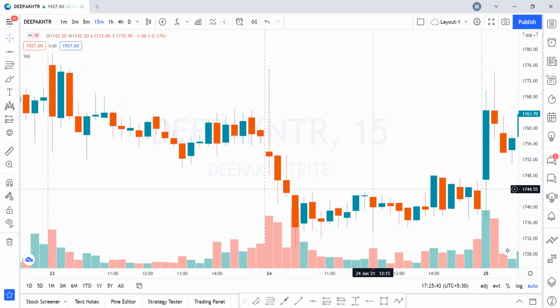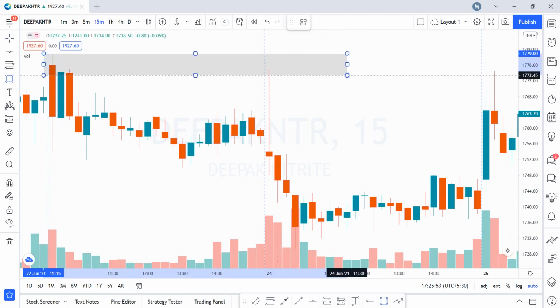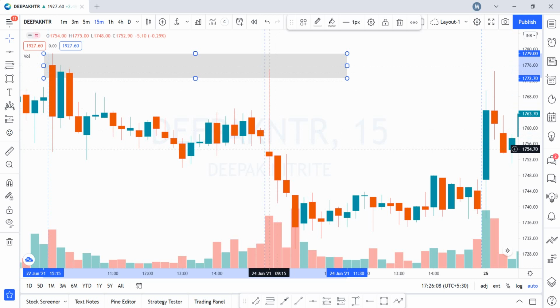So if at all you take a trade on this, how would you plan it basically? Looking at this particular area over here, you know that there is a solid rejection here. This is coming from the previous day, where the selling was quite evident, and today also the stock exhibited some weakness over here. With this long wick, there's good selling pressure on the stock.